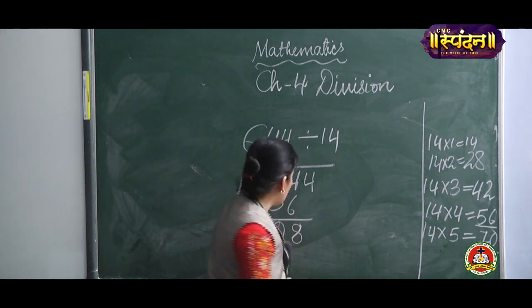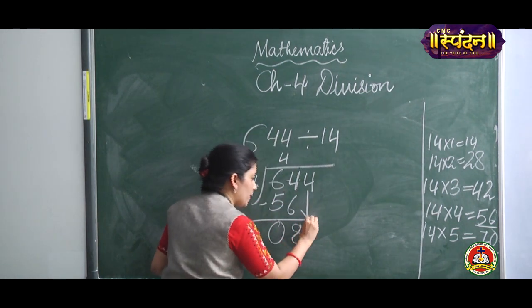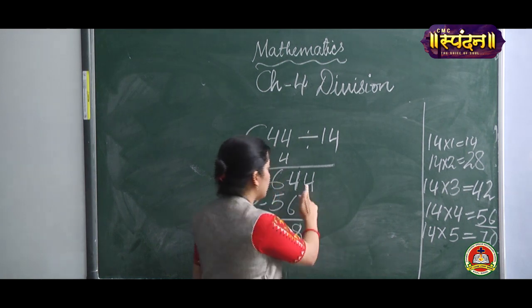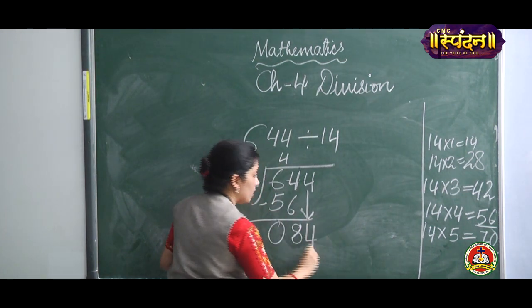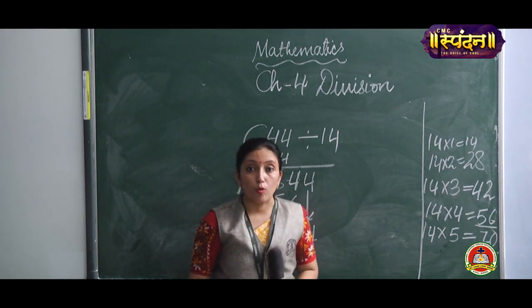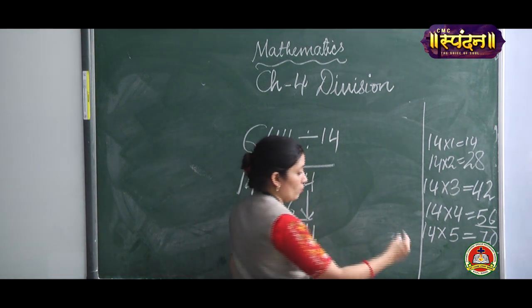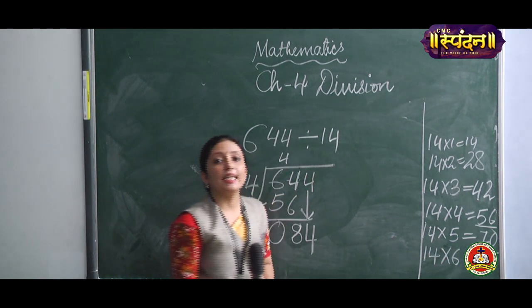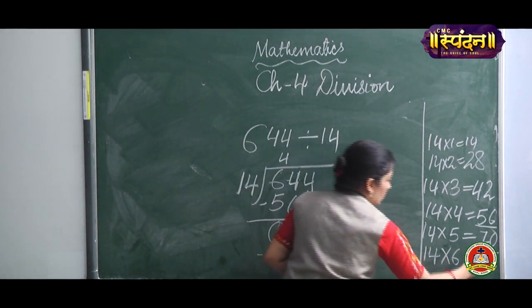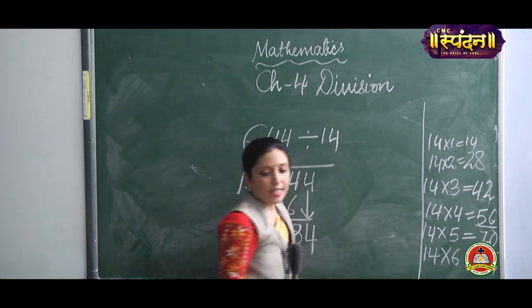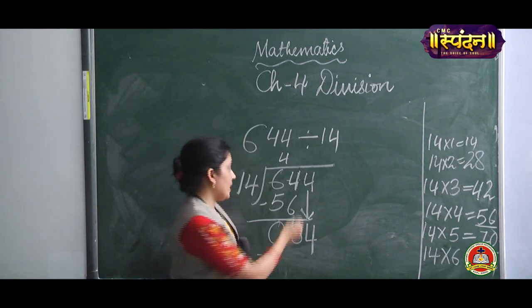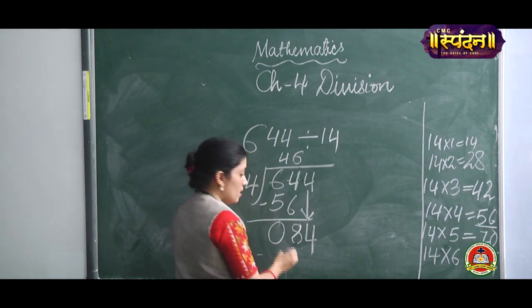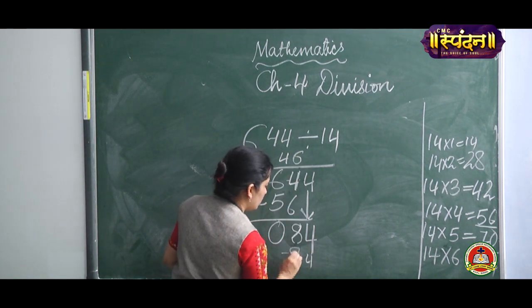Very important in division. I need to bring this number down. I have to bring the other number down, 4 here. Now I have got 84. So children, now see what is 14 6s. 14 6s is 84. So I can have, yes, I have got 84 here. So I'll put 6 here, here 84.